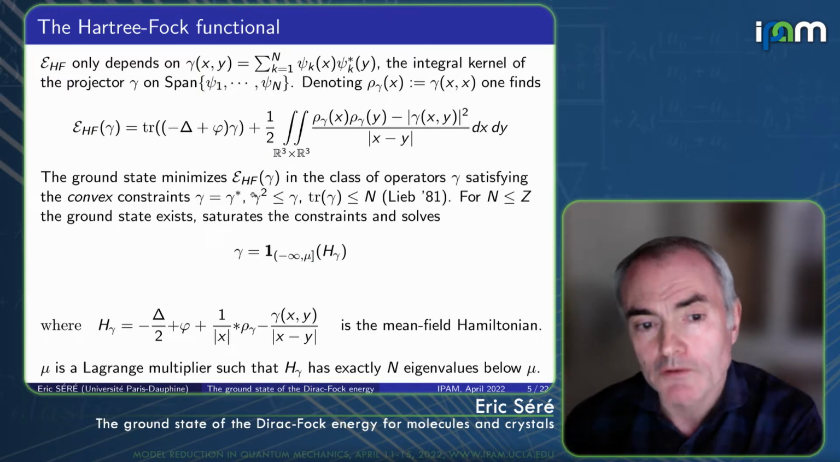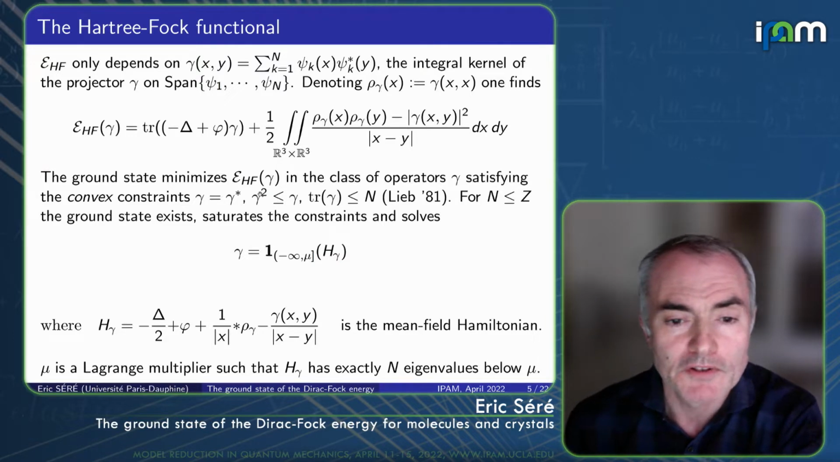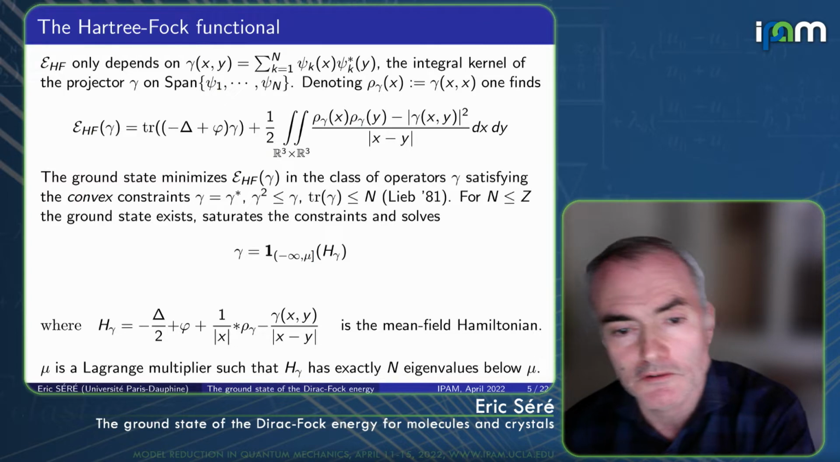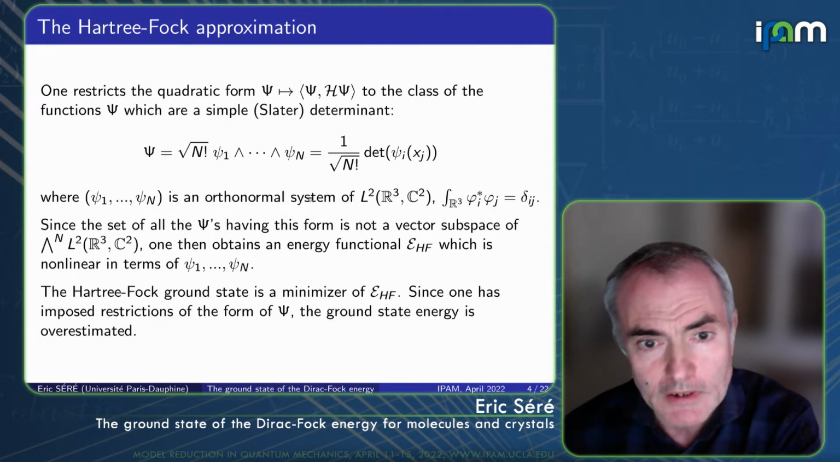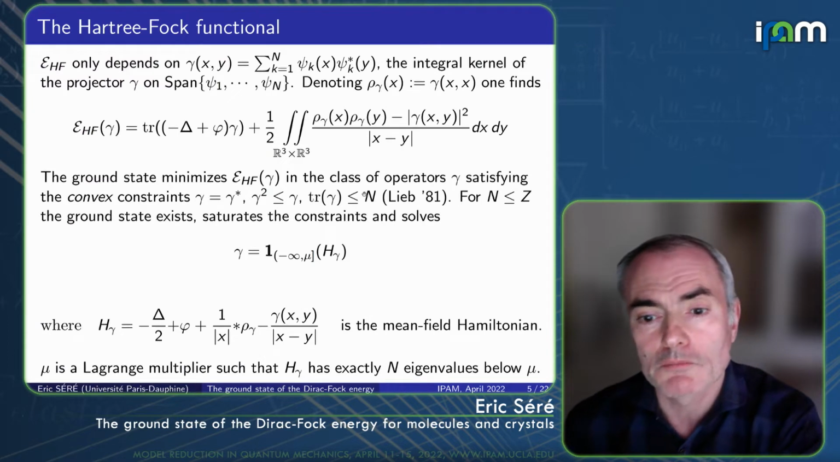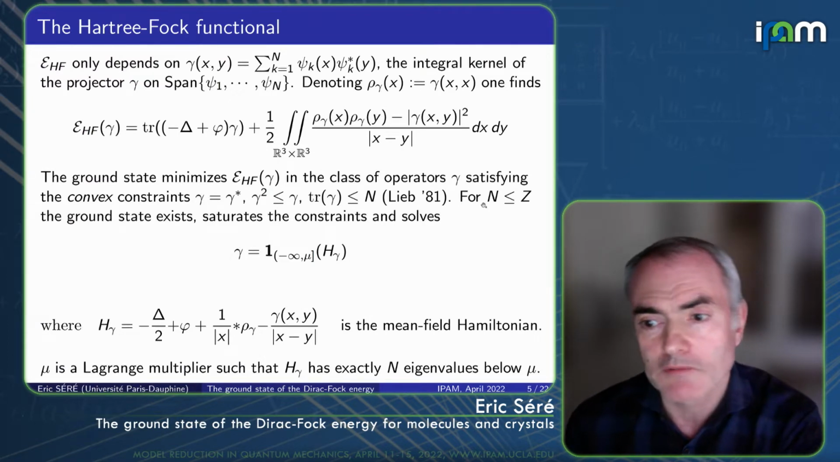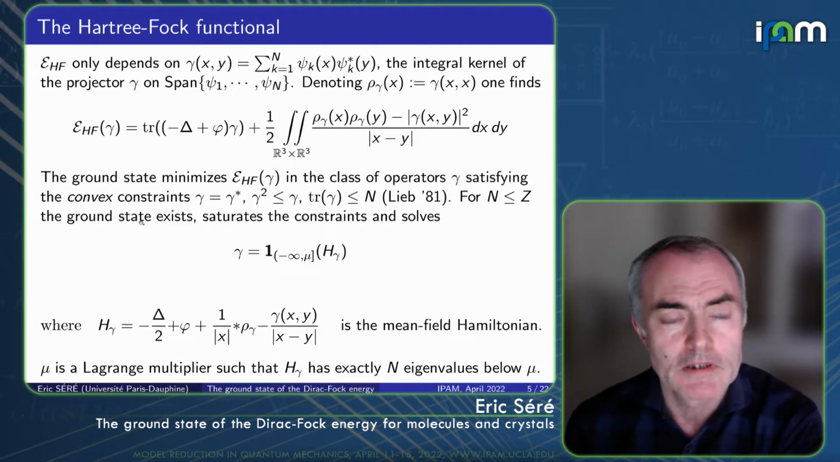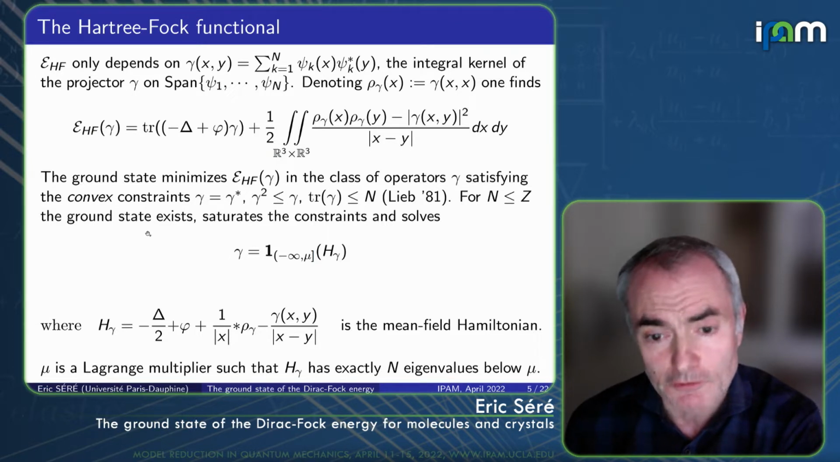Or equivalently, all the eigenvalues of gamma should be between 0 and 1. All these define your convex constraints. And then the last convex constraint is that the trace of gamma should be less or equal to n. And what Lieb proved is that for n less or equal to Z, you can minimize under this constraint the Hartree-Fock energy, and you find that the minimizer, in fact, saturates the constraints.